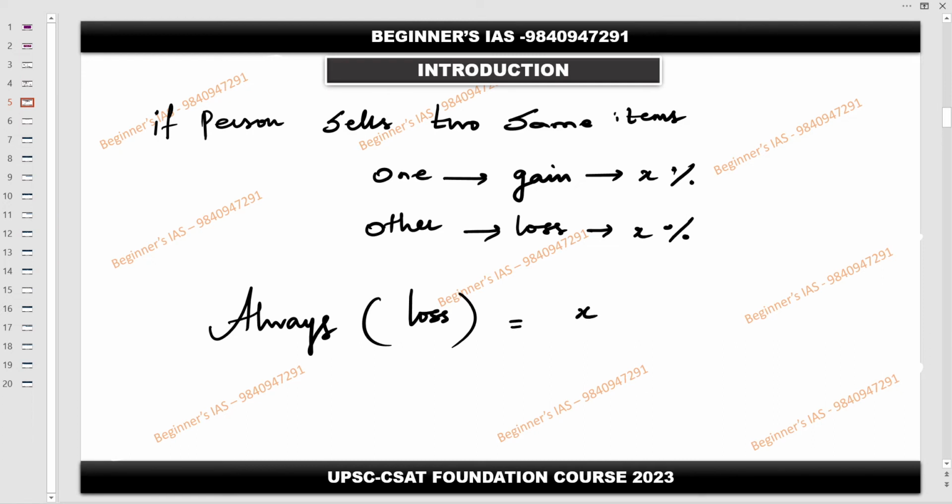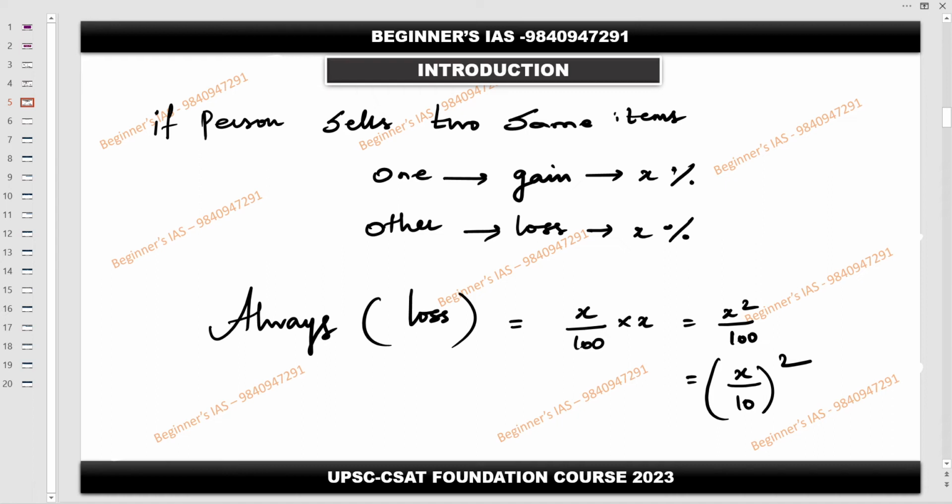So X percentage of X is nothing but X by 100 times X, which is X square by 100, or else you can calculate it this way also: X by 100, the whole square. So here they will give you a question.